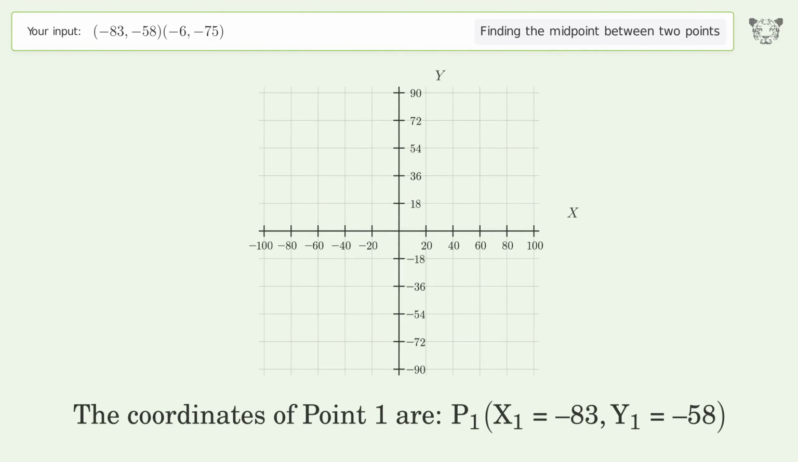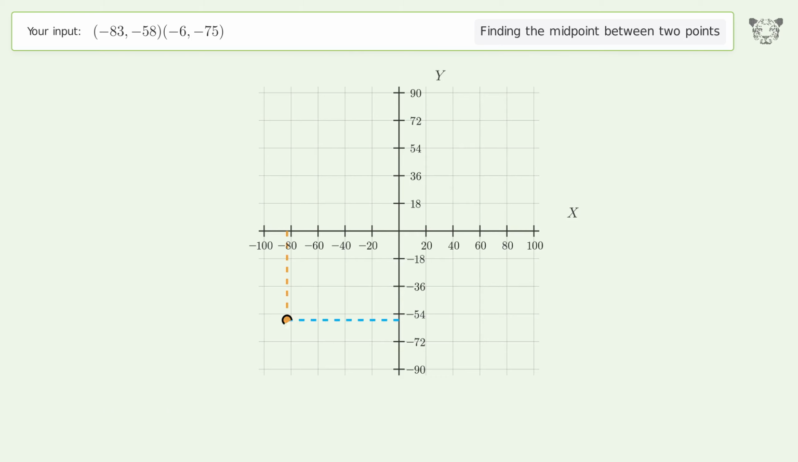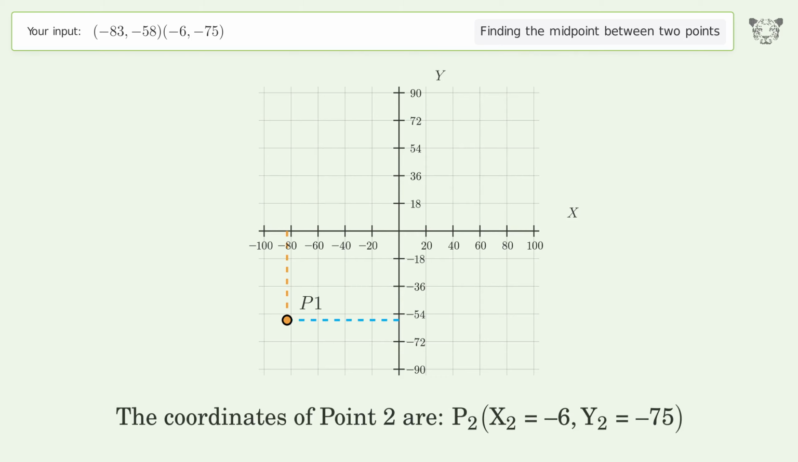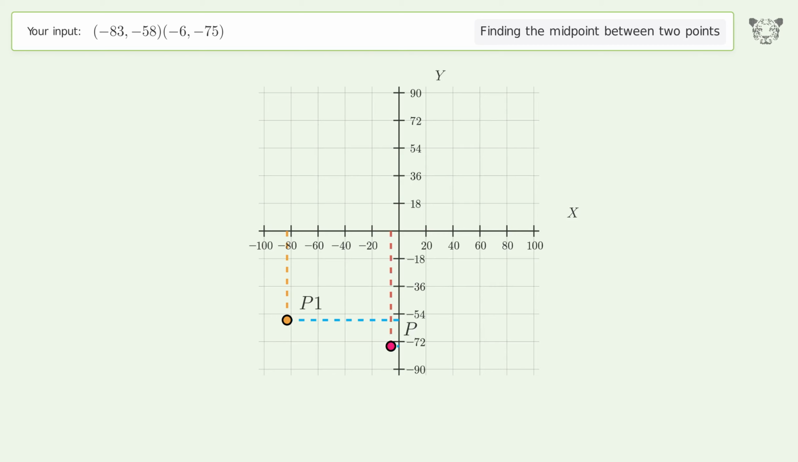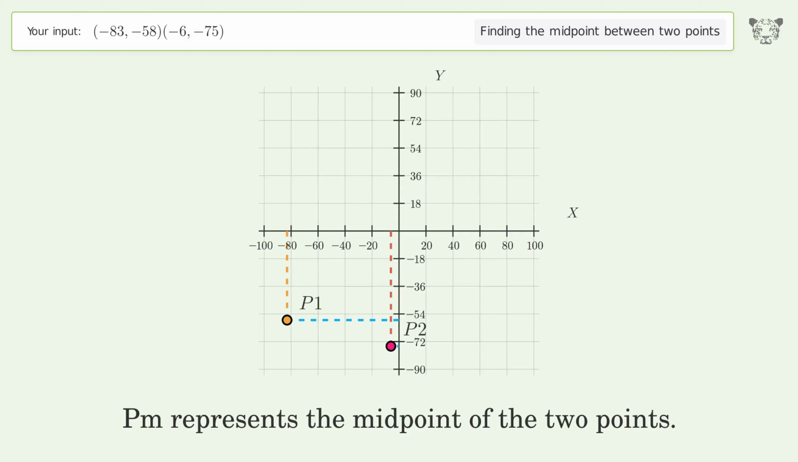The coordinates of point 1 are, x1 equals -83, y1 equals -58. The coordinates of point 2 are, x2 equals -6, y2 equals -75. PM represents the midpoint of the 2 points.